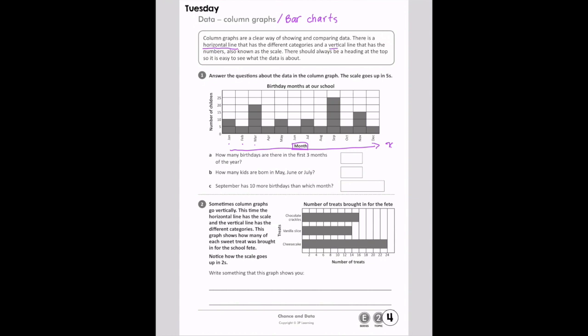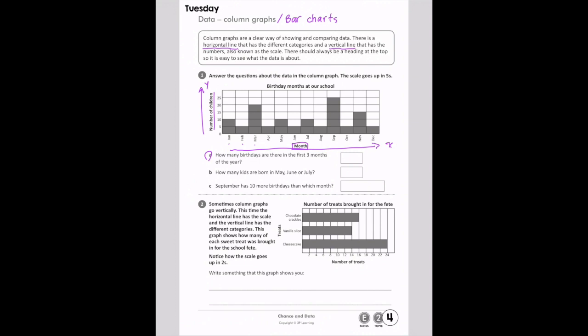On the vertical line, we have numbers on a scale. So that's our y-axis, our number of children. This scale is going up by 5s: 5, 10, 15, 20, 25. All right, so let's answer a few questions using the bar chart that we've been given.